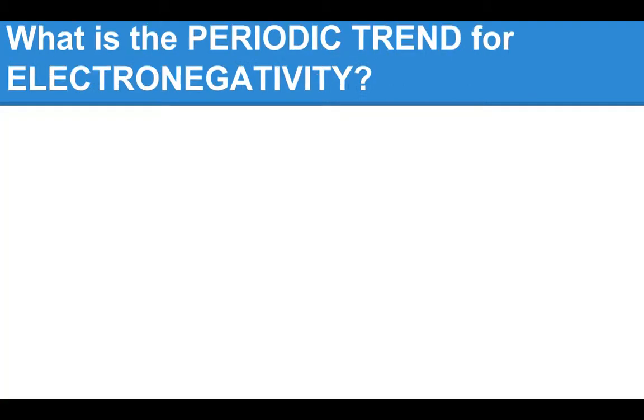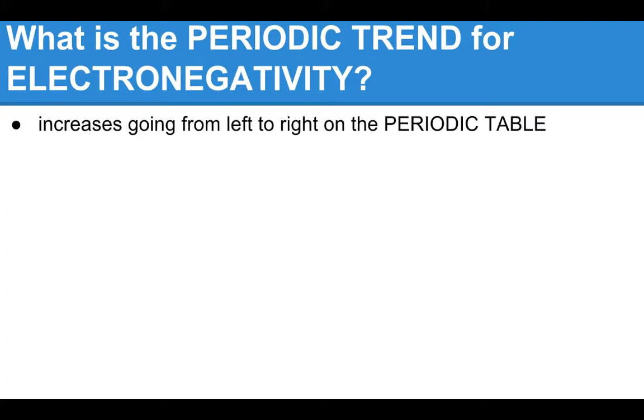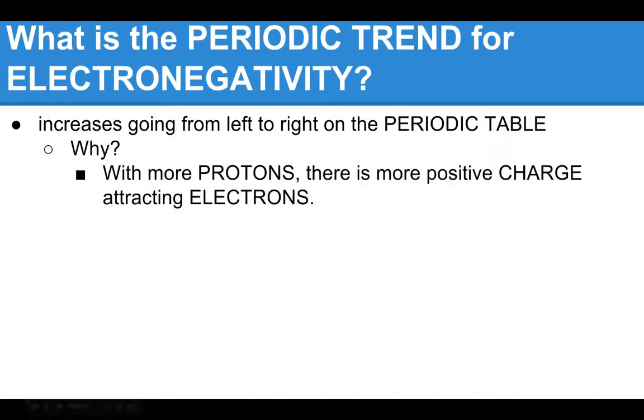Okay, now we're going to look at the periodic trend for electronegativity. It increases going from left to right on the periodic table. So as you're going right, it increases more and more. Now, why is that? Well, as you go to the right, there are more and more protons. Because there are more protons, there's more positive charge in the nucleus, which is attracting more negatively charged electrons. Because opposites attract, the positive protons are attracting the negative electrons.